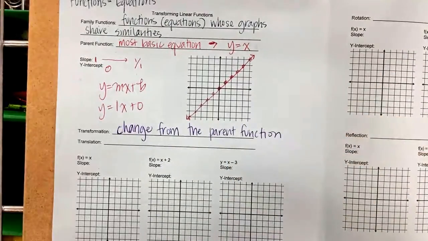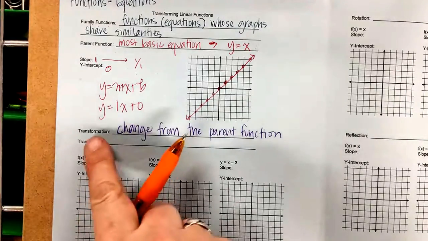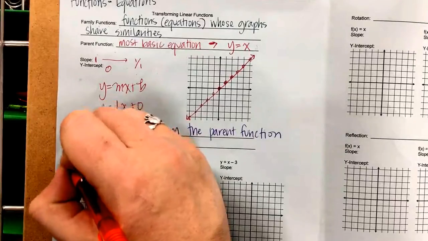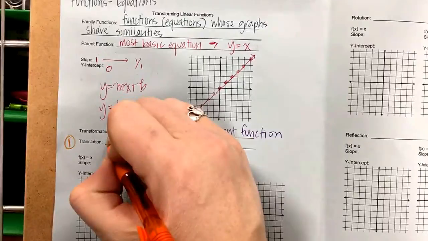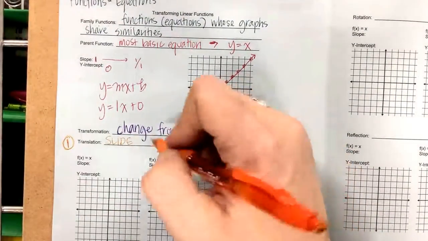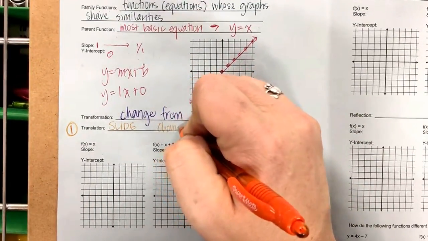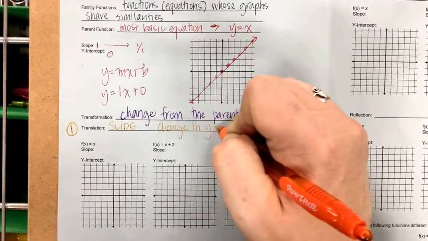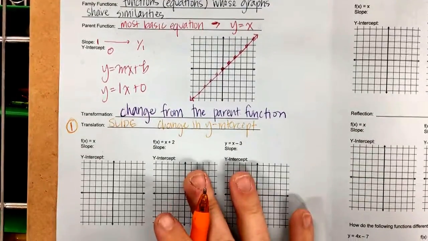Transformation means a change, right? Transformers. They change from one thing to another. So transformations, there are three types. The first type of change, of transformation, is called a translation. And a translation is a slide. When we slide something up or down. And in equations, the slide is a change in y-intercept. It's a change in the y-intercept.